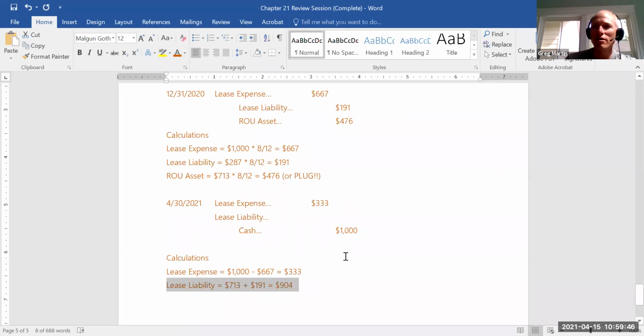Good job, Kyler. Also, somebody direct messaged me and got it, and Jessica got it. Good job, $904. Remember the two sources, right? The table and any previous accrual amounts, which was from 12/31/2020. So we add those together, and that gets us the $904.